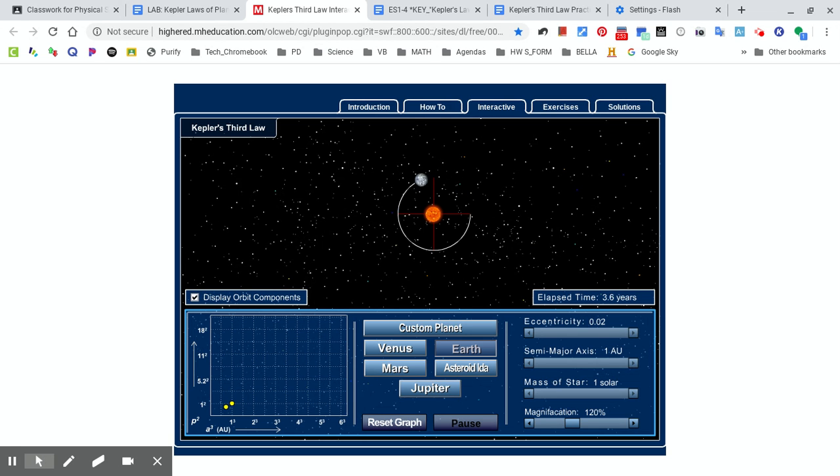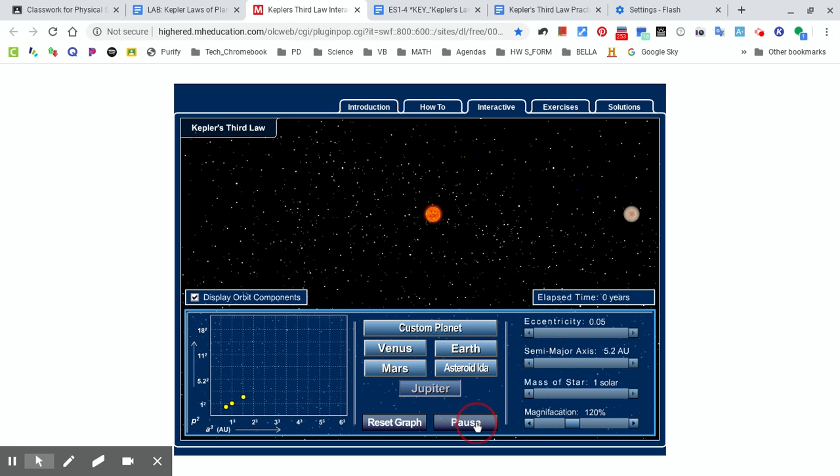What happens to the time it takes? It takes a little longer. Okay, let's go to Mars. It's a little farther away. You can look at the values over here. A little bit farther away, right? So the time it takes is more. And you can see that path is going straight up.